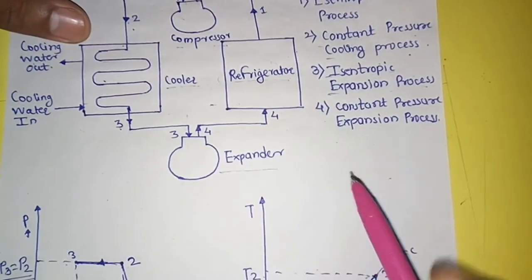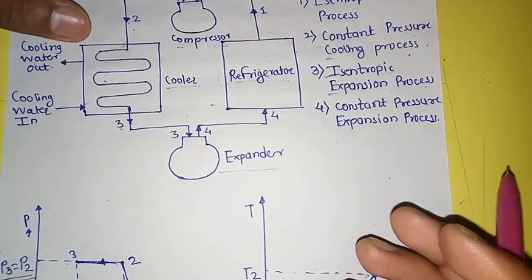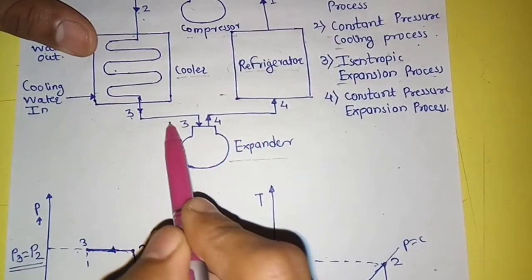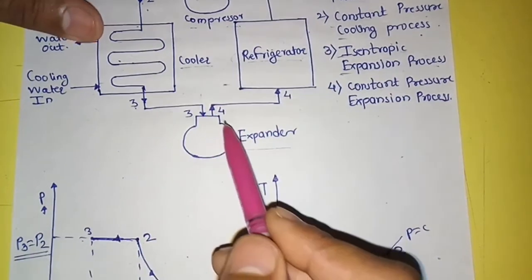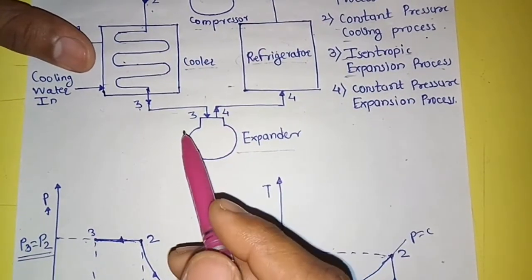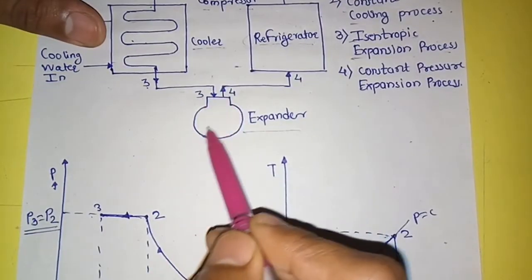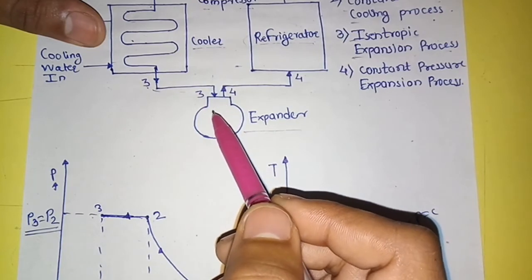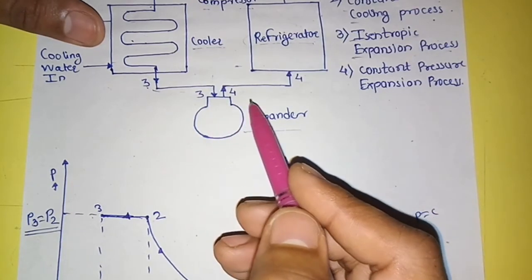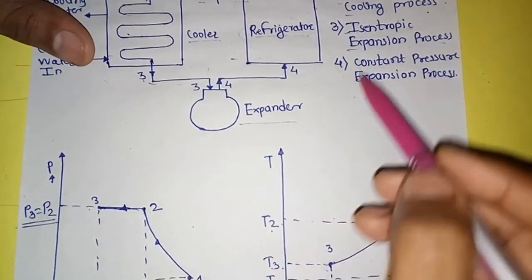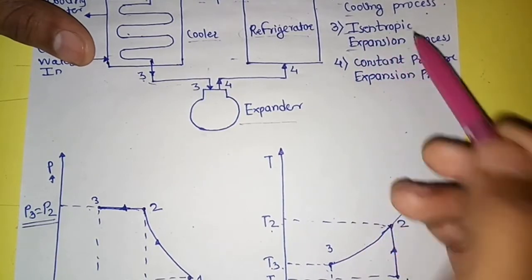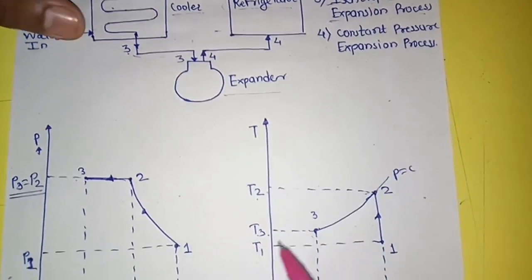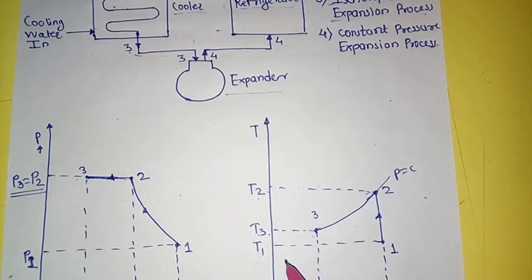Isentropic expansion means the entropy of the process remains constant throughout the process. This process is carried out in the expander from 3 to 4. During this process, no heat is absorbed or rejected by the air. So, as the process is isentropic, the entropy of the air is constant.